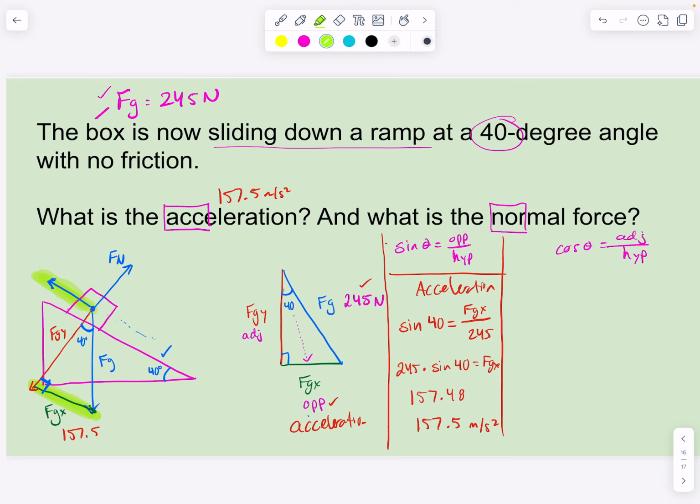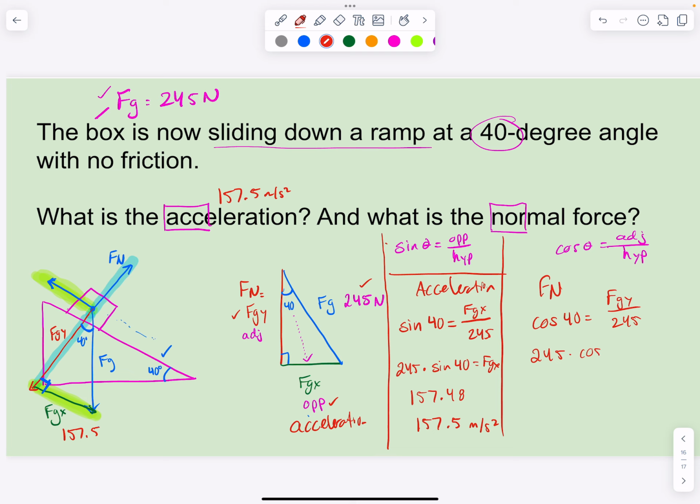Let's do the same thing with normal force. The normal force is going to say, well, if it's not flying off the table, this value is equal to this value. So my FN is actually equal to my FGY. They're equal to each other. So that's my adjacent side. So my normal force is found using cosine theta. Cosine of 40 equals the adjacent, which is FGY, divided by the hypotenuse of 245.